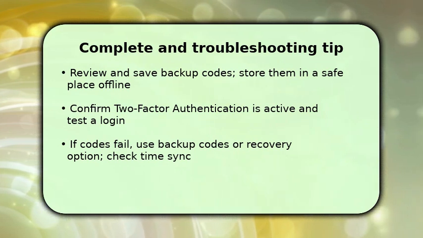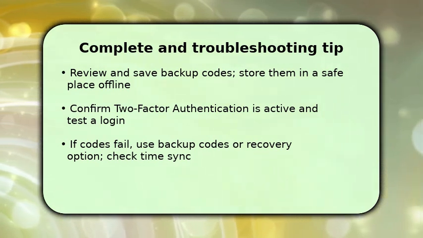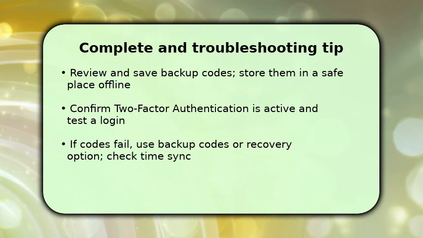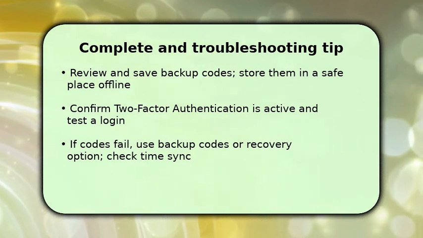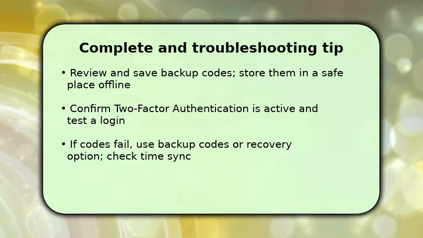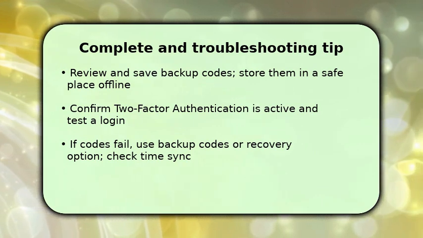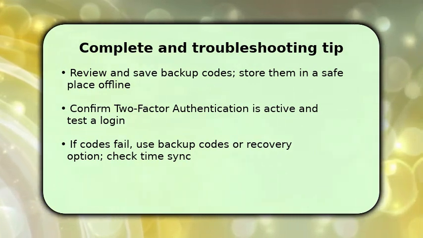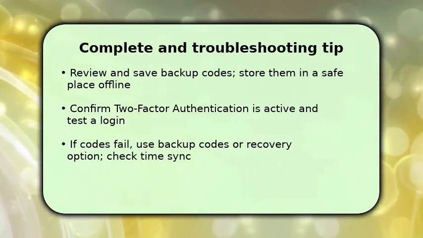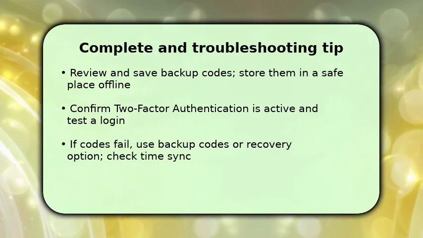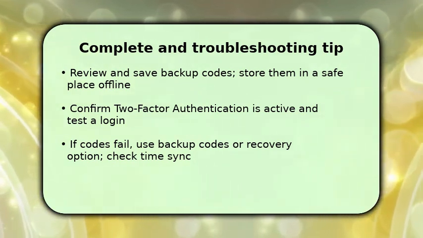Once enabled, sign out and test logging in to ensure you receive codes. If a generated code is rejected, make sure your phone's clock is set to automatic time. Authenticator apps rely on time sync. If you still can't authenticate, use a saved backup code or the alternate phone number you added. Then update settings to recover access.